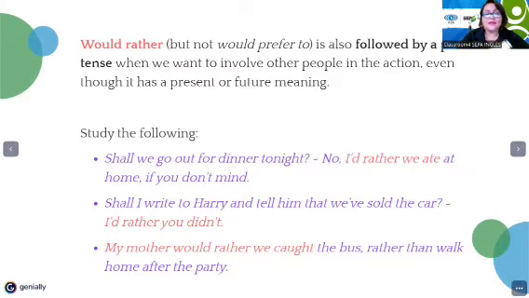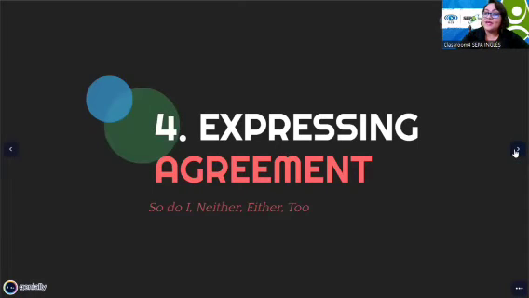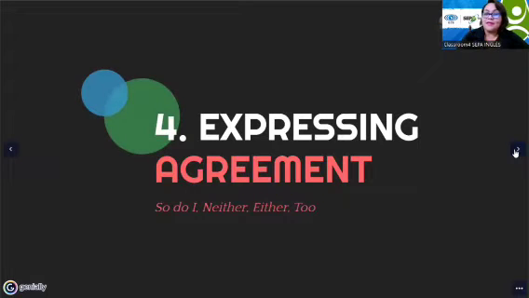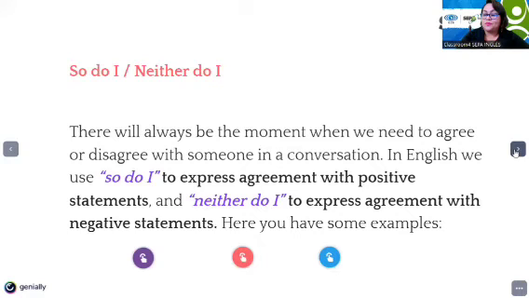Okay? Well, expressing agreement: so do I, neither do I. There will always be the moment when we need to agree or disagree with someone in a conversation. In English, we use "so do I" to express agreement with positive statements, and "neither do I" to express agreement with negative statements. Here you have some examples.